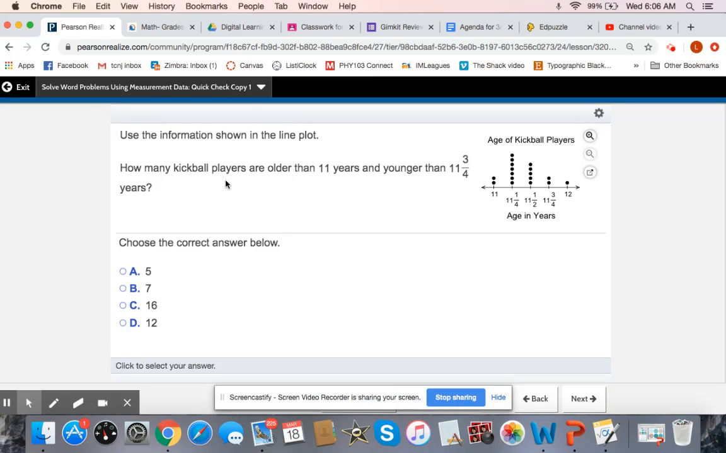Next one, how many kickball players are older than 11 and younger than 11 3/4? So they're not asking for the total amount of years the players combined are. They're asking just how many are there. So we're not worrying about 11 and we're not worrying about 11 3/4. We're just looking at this middle bunch, and they're just asking how many kickball players are there. So count all of those dots. And if you count all of those dots, you see that there are 12 kickball players in total.